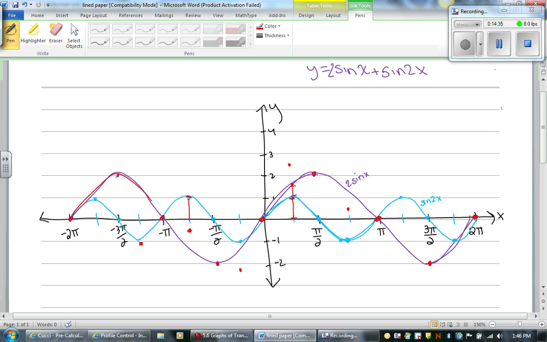We've got negative 1 and about 1.5, which is going to give us about a half. 0 and 2 is going to give us 2. And 1.5 and 1 is going to give us about 2.5. And then back down to 0. So our addition winds up looking something like this.